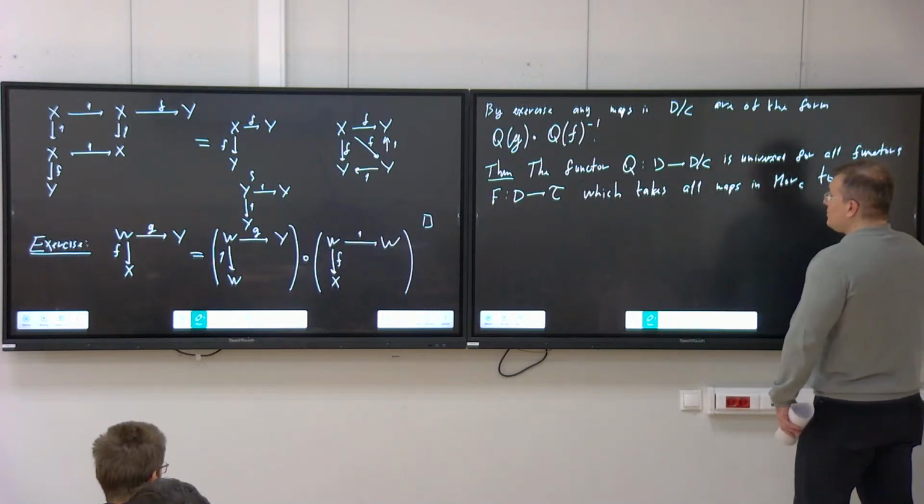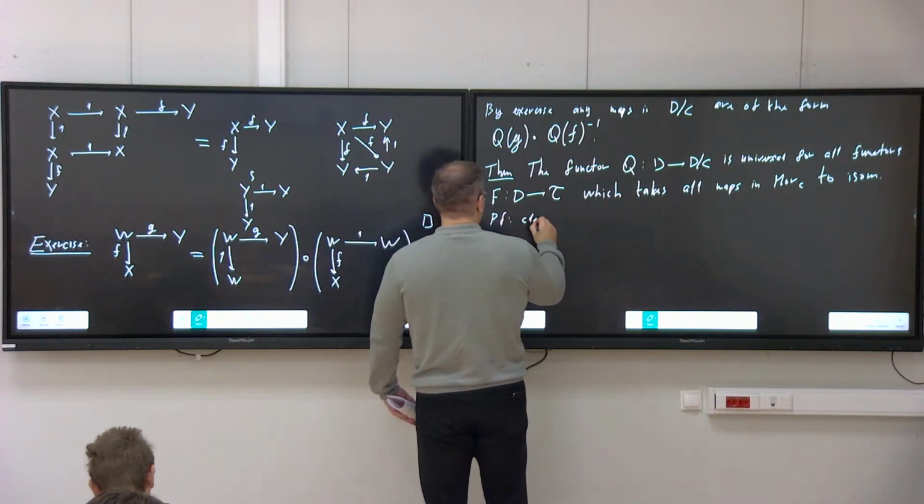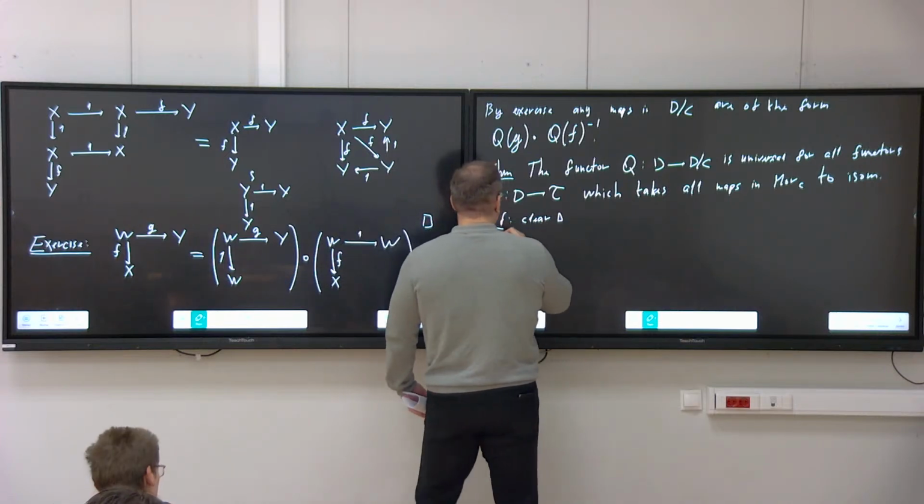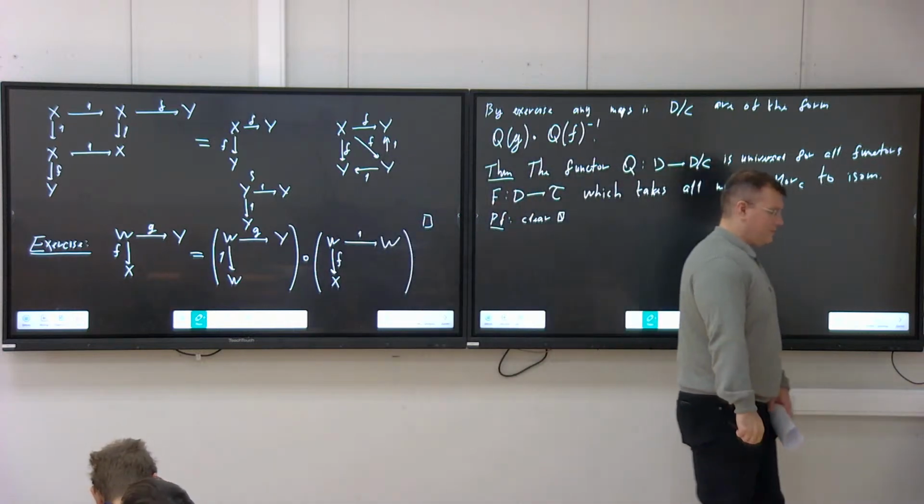Okay, so do we really need to prove this? I want to say that the proof is clear. It just follows from everything we've done before. Right? Why is this clear?